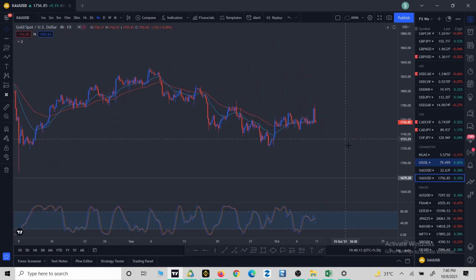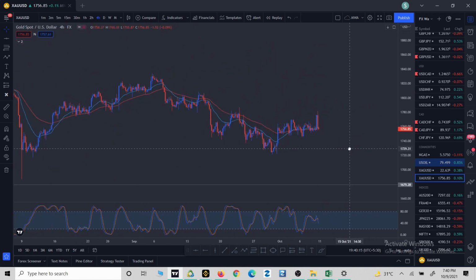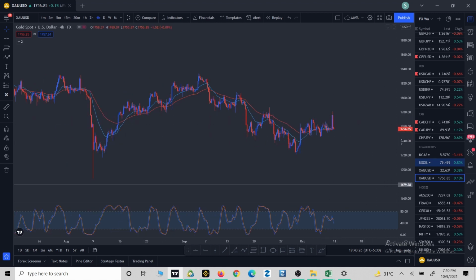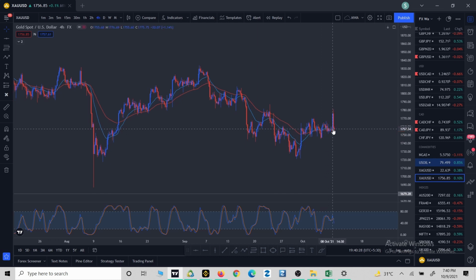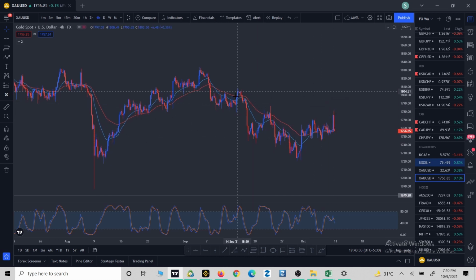In the same way, we will look up and left from our current price in order to identify the recent resistance zone, the zone which acted as a resistance in recent time. This is our current price, and if we look up and left, we find this one is going to be our recent resistance zone.